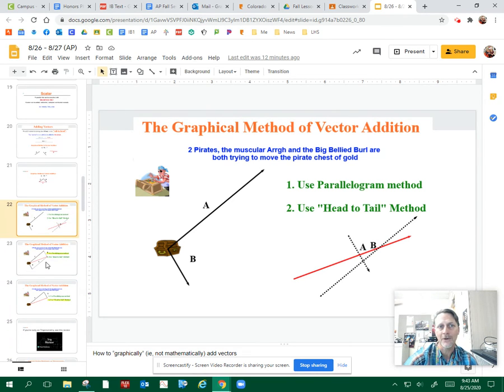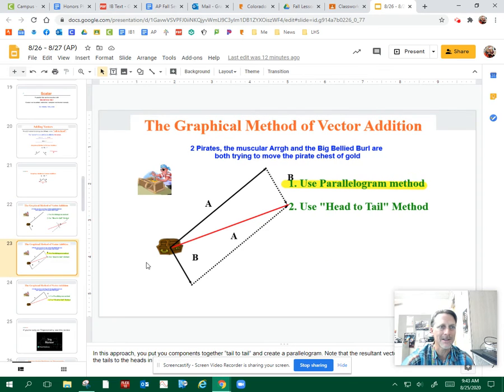Now, if we use the graphical method called the parallelogram method, it looks kind of like this. We put the two vectors tail to tail. Notice the heads are over here. And when I do that, I draw a parallelogram. I make this line the same length as this one and draw it at the same angle. Same length, same angle, and then I just connect the corners, and that represents the resultant vector that's going to move that treasure chest in the direction and with the strength of that red arrow right there.